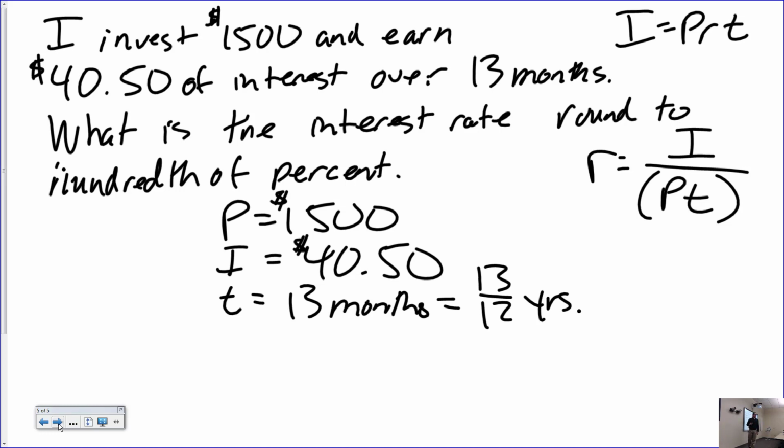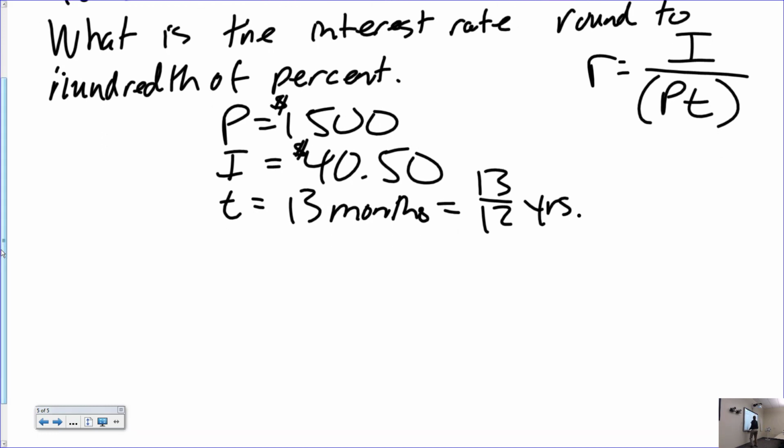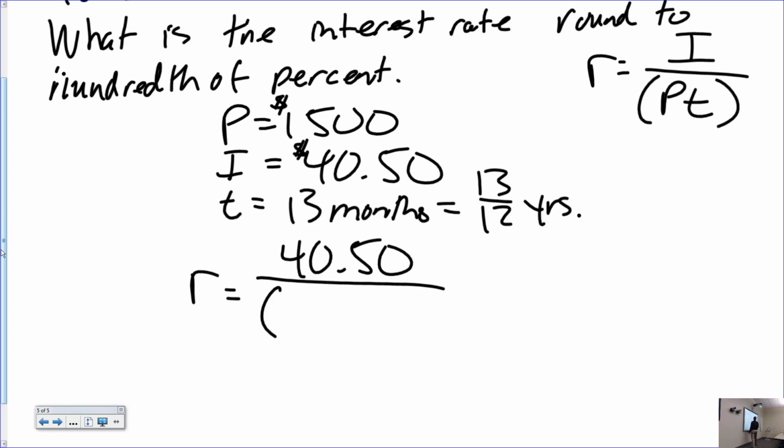Again, don't put that in your calculator because it'll be an infinitely repeating decimal and those suck. So work with the fraction. Here you go. R is equal to the 40.50 divided by the product of $1,500 and 13 over 12. And the cool thing about it is that that's totally a calculatable in one step type of calculation.